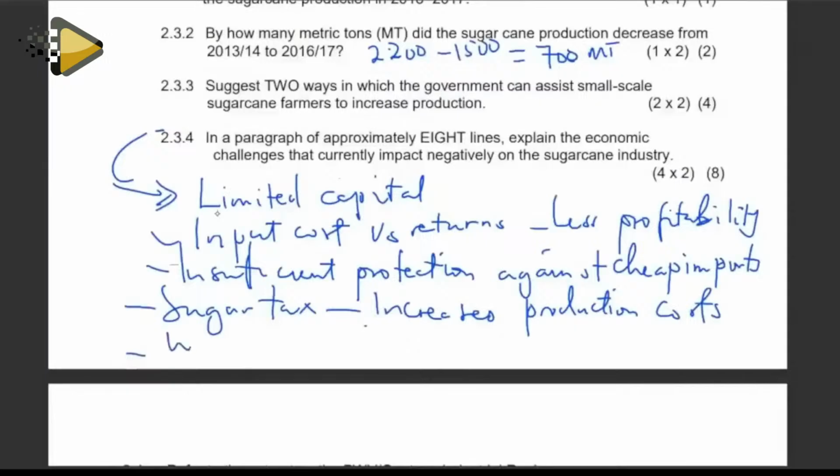Then you can also look at other things like water restrictions. Water restrictions, they increase the cost of production.